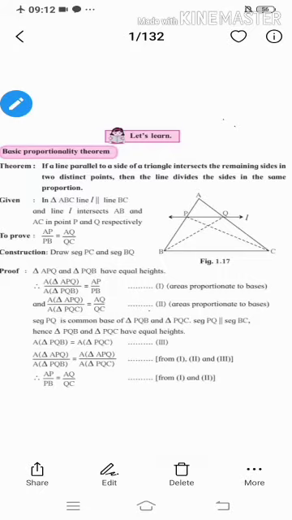I repeat the statement once. If a line parallel to a side of a triangle intersects the remaining sides in two distinct points. Which line is parallel? The line parallel to the side of the triangle intersects the other two sides at two distinct points, P and Q. Then the line divides the sides in the same proportion.